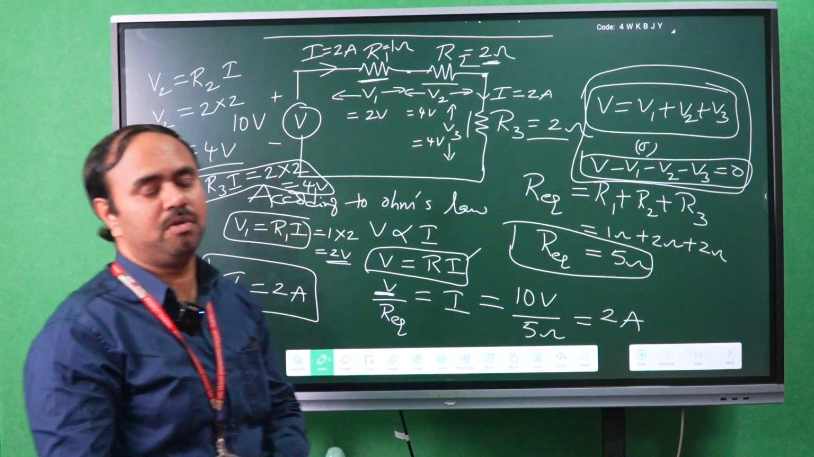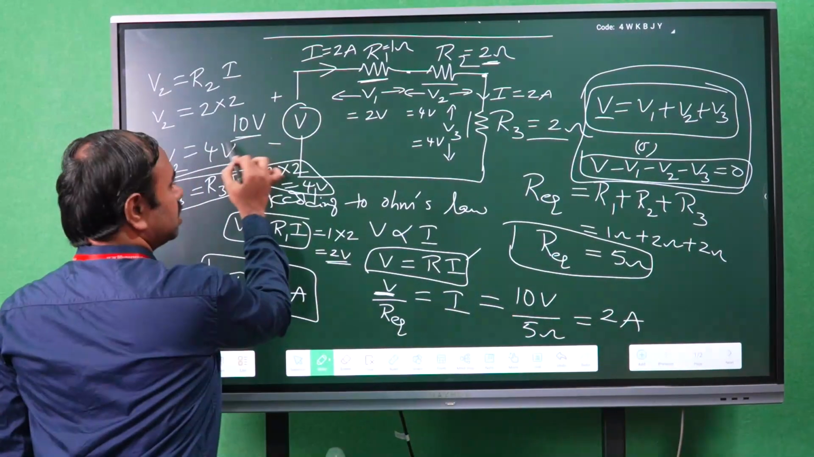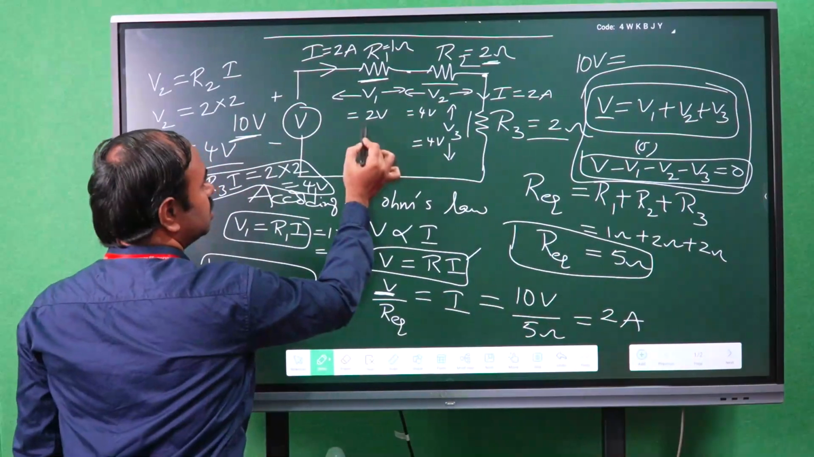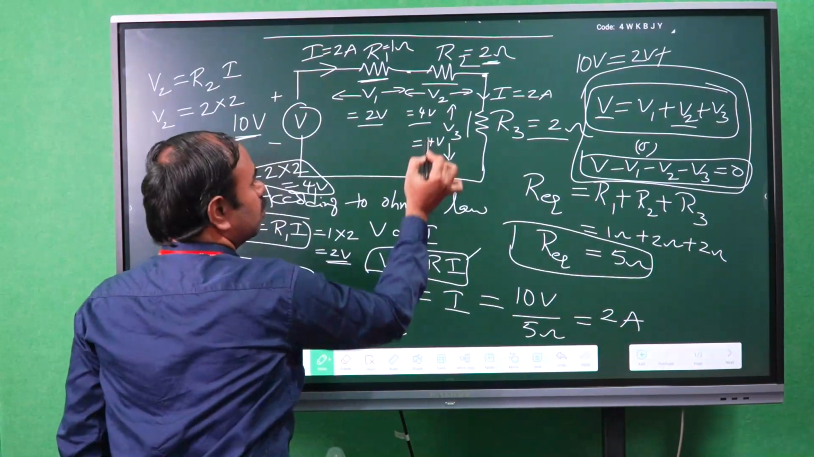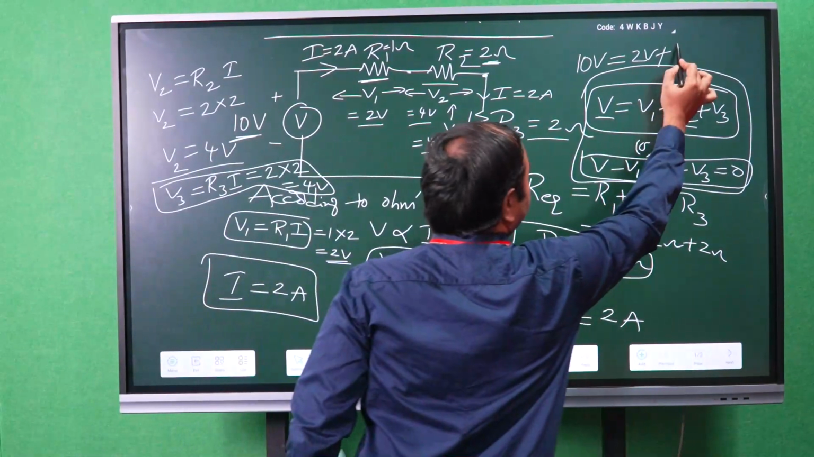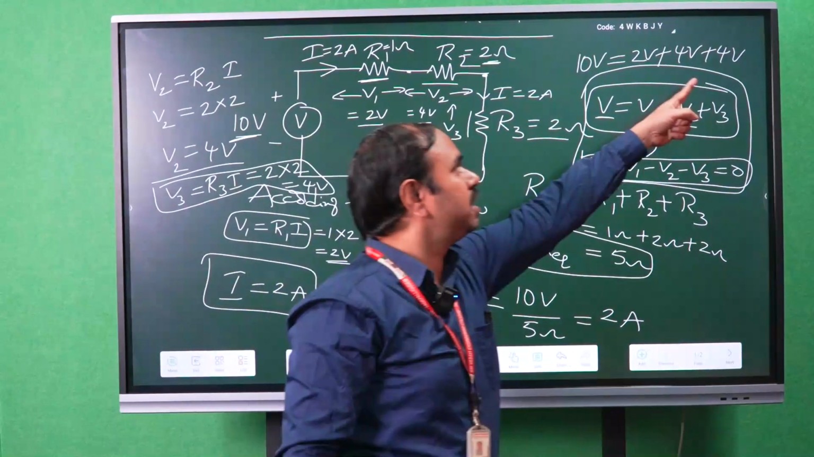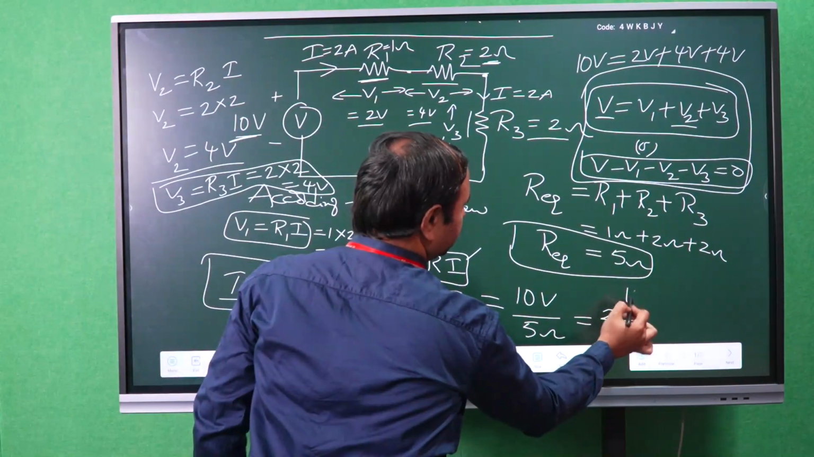So let me check the condition. V is equal to V1 plus V2 plus V3. V means the voltage source, 10 volts, is equal to V1 which is 2 volts, plus V2 4 volts, plus V3 also 4 volts. So 4 volts plus 4 volts, 4 plus 4 is 8, 8 plus 2 is 10. So 10 volts is equal to 10 volts.